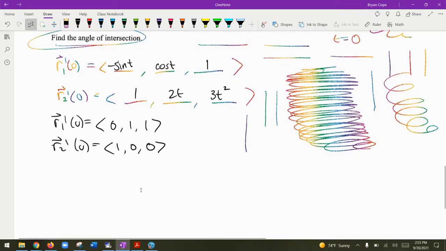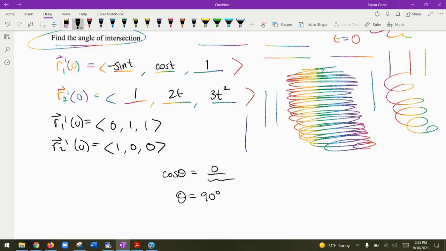Okay, angle between them. You dot them, divide by the magnitudes, multiply. But dotting them makes us finish it, doesn't it? Because dotting them is 0, right? So cosine theta is 0 over whatever. And so theta must be 90 degrees.